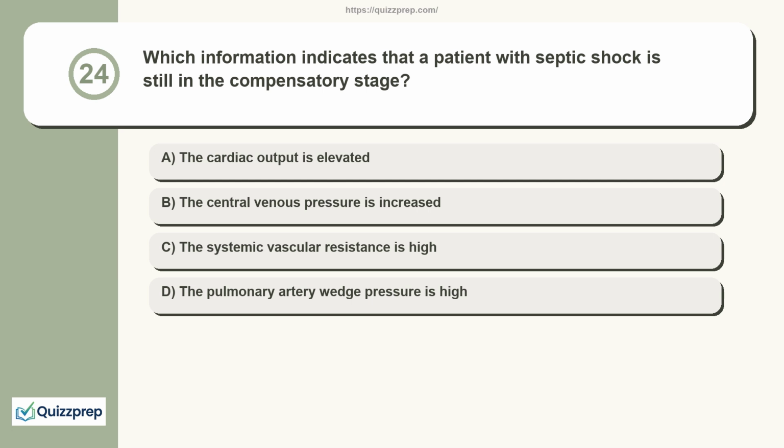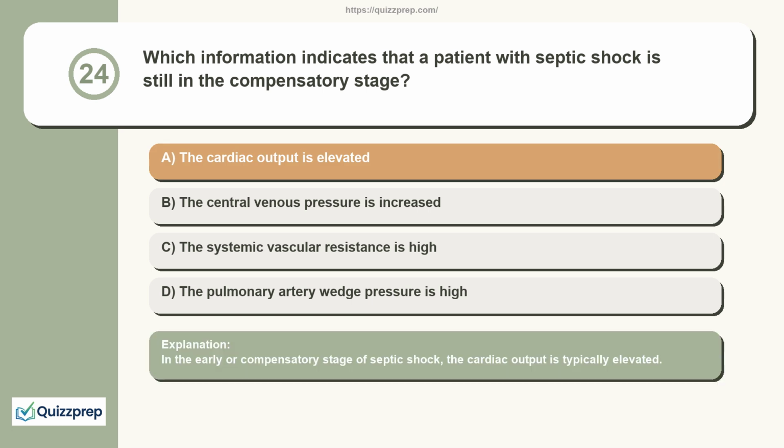Question 24. Which information indicates that a patient with septic shock is still in the compensatory stage? The cardiac output is elevated. The central venous pressure is increased. The systemic vascular resistance is high. The pulmonary artery wedge pressure is high. In the earlier compensatory stage of septic shock, the cardiac output is typically elevated.